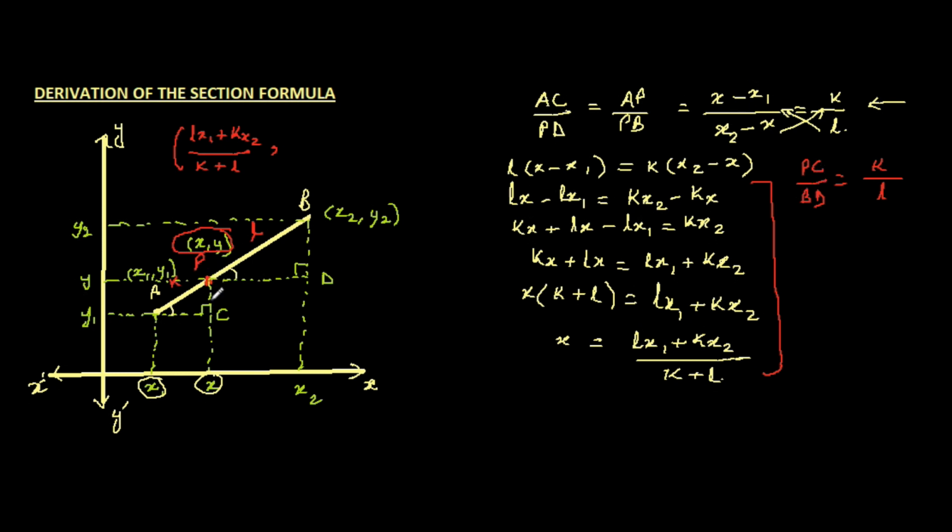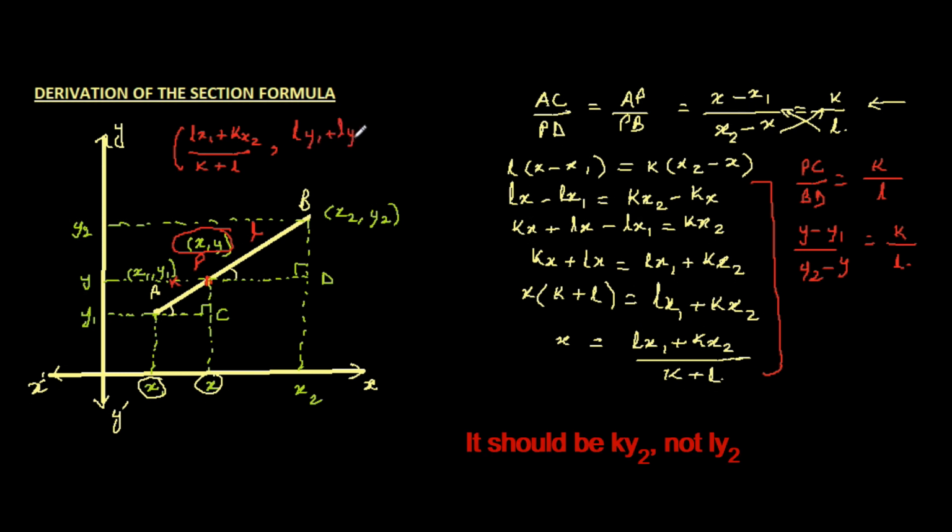So PC, you see, is the y coordinate here minus the y coordinate here, so it becomes y minus y1 over BD. BD is the y coordinate here minus the y coordinate here, so that should be equal to y2 minus y. That should be equal to the ratio k over l. And then you can just follow these steps: cross multiply, bring all the x's on one side, factor out x, divide by k plus l, and the y coordinate that you get will be very similar to the x coordinate. All you have to do is just replace x1 and x2 by y1 and y2. So you get l y1 plus k y2 over k plus l. So that's the y coordinate of the point P.